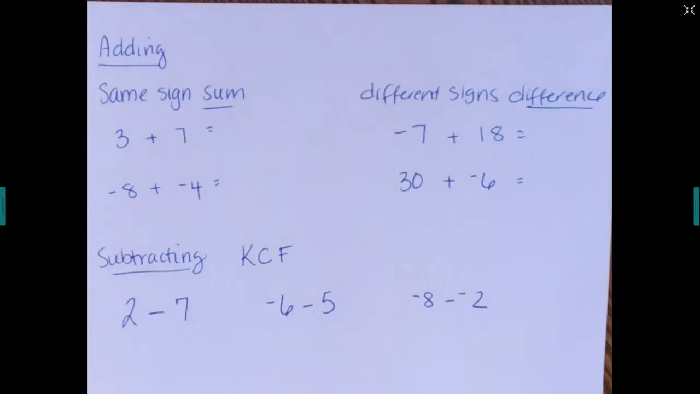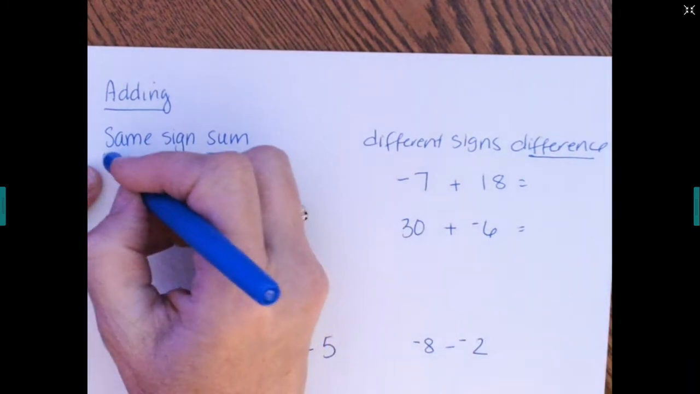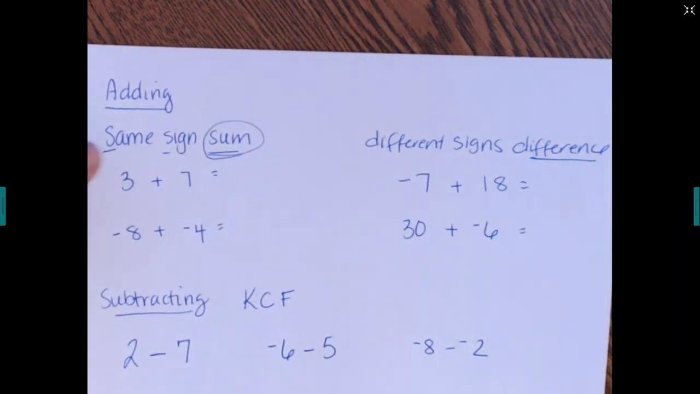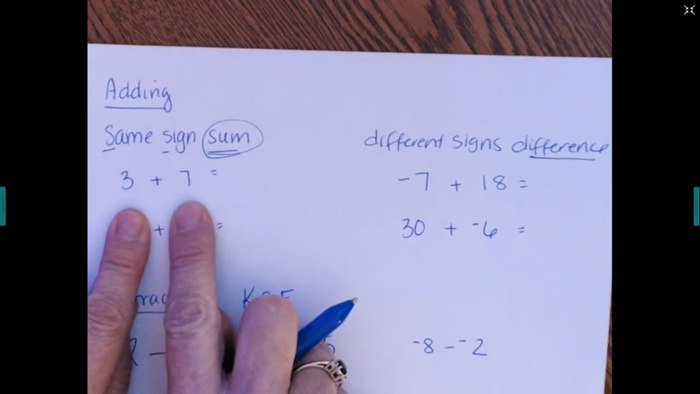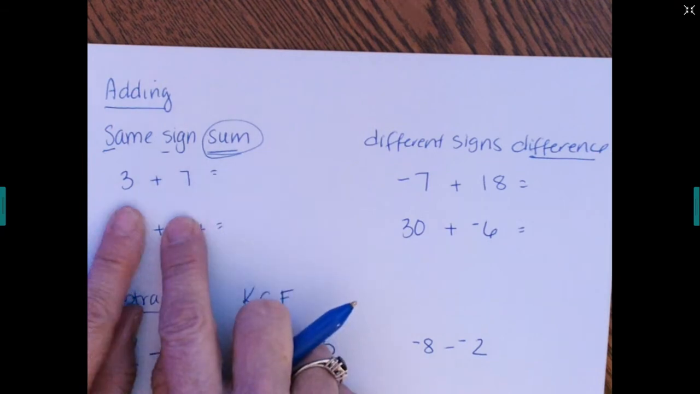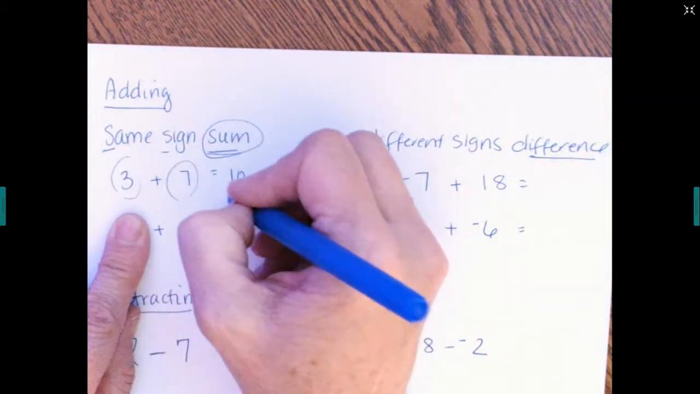Quick reminder on adding, subtracting, multiplying, and dividing integers when you have negatives and positives. When you're adding, you're going to follow these rules. If it is the same sign, you find the sum. It's alliteration: same sign, sum. So if both of the numbers have the same sign, you are going to add them because sum means add. 3 plus 7 is 10. Both of these numbers are positive, so your answer is positive.